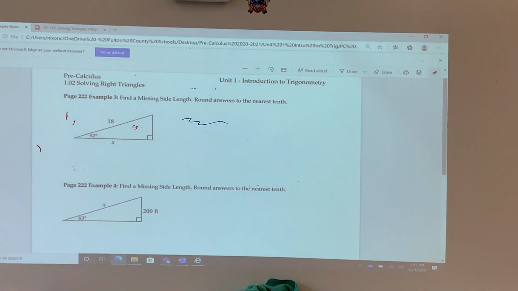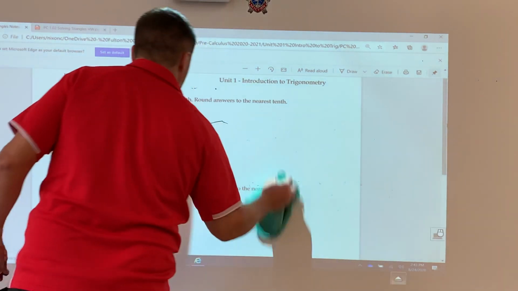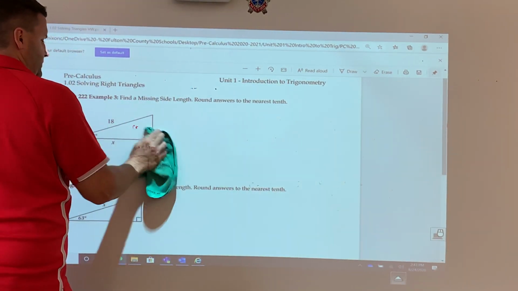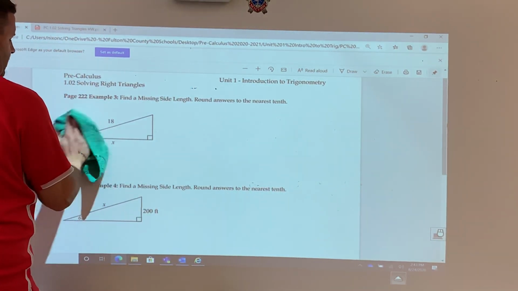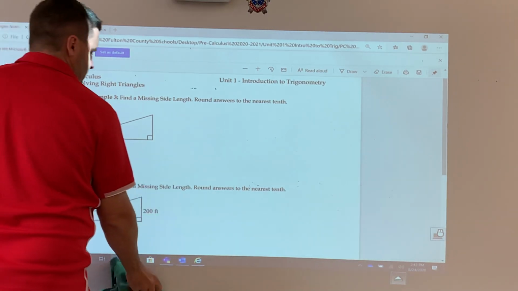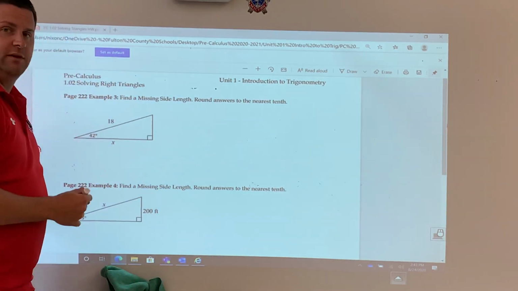All right, so today we're going to continue off of what we were doing yesterday in class with solving. Okay, so we're just going to do a couple more of these just to make sure we have got this down.